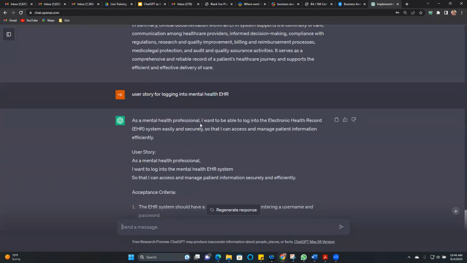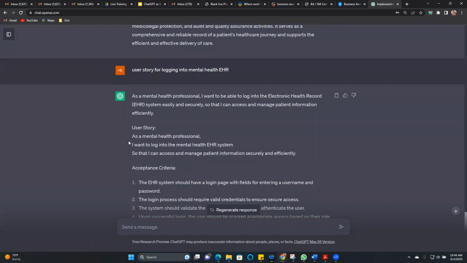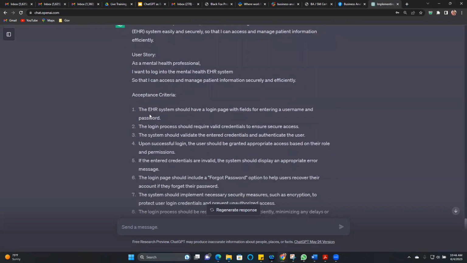It says, as a mental health professional, I want to be able to log into electronic health record systems easily and securely so that I can access and manage patient information. User story: as a mental health professional, I want to log into the mental health EHR so that I can access patient information securely and efficiently. The acceptance criteria is the EHR system should have a login page with fields for entering username and password. Again, if your organization decides to use single sign-on, then you may not need to put in your username or password, right?